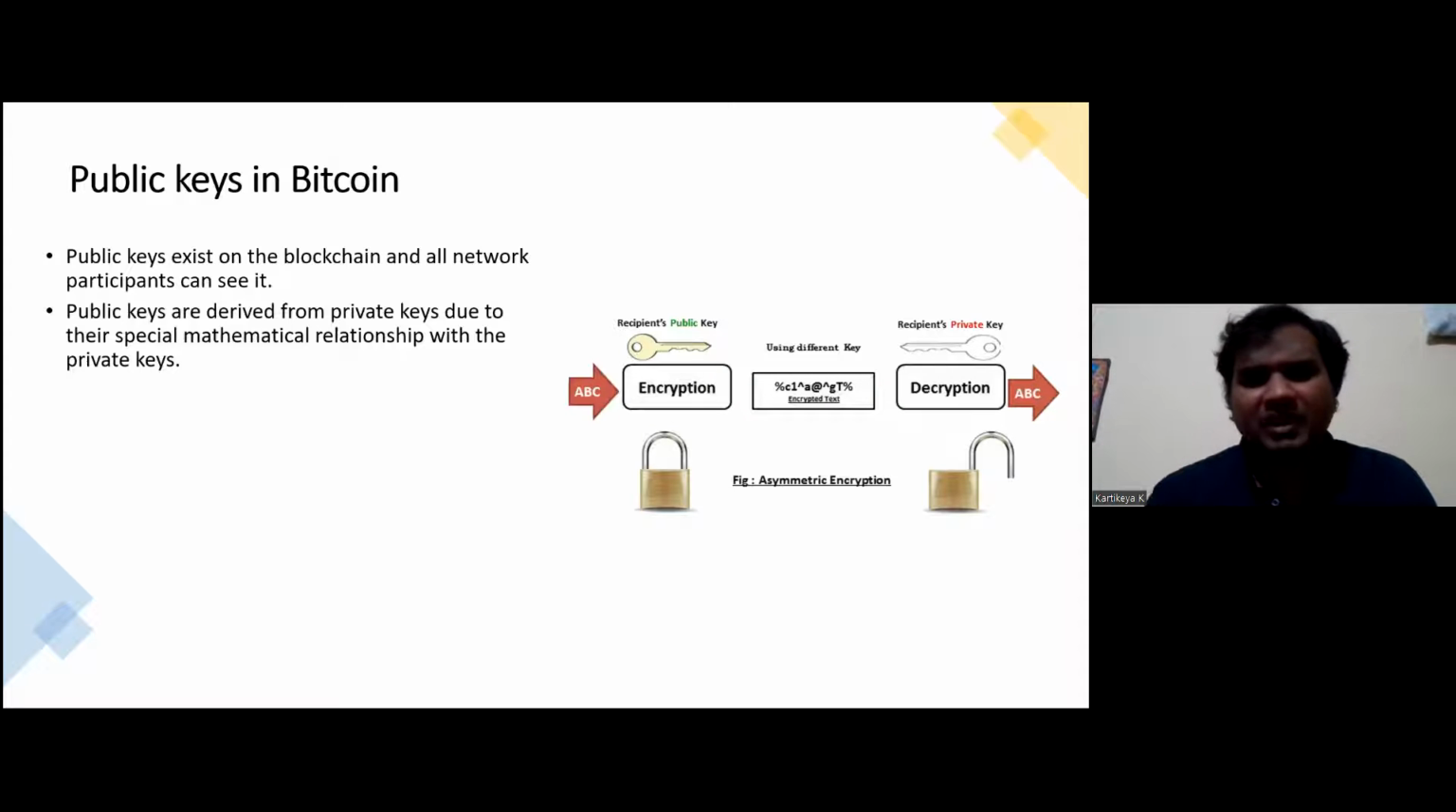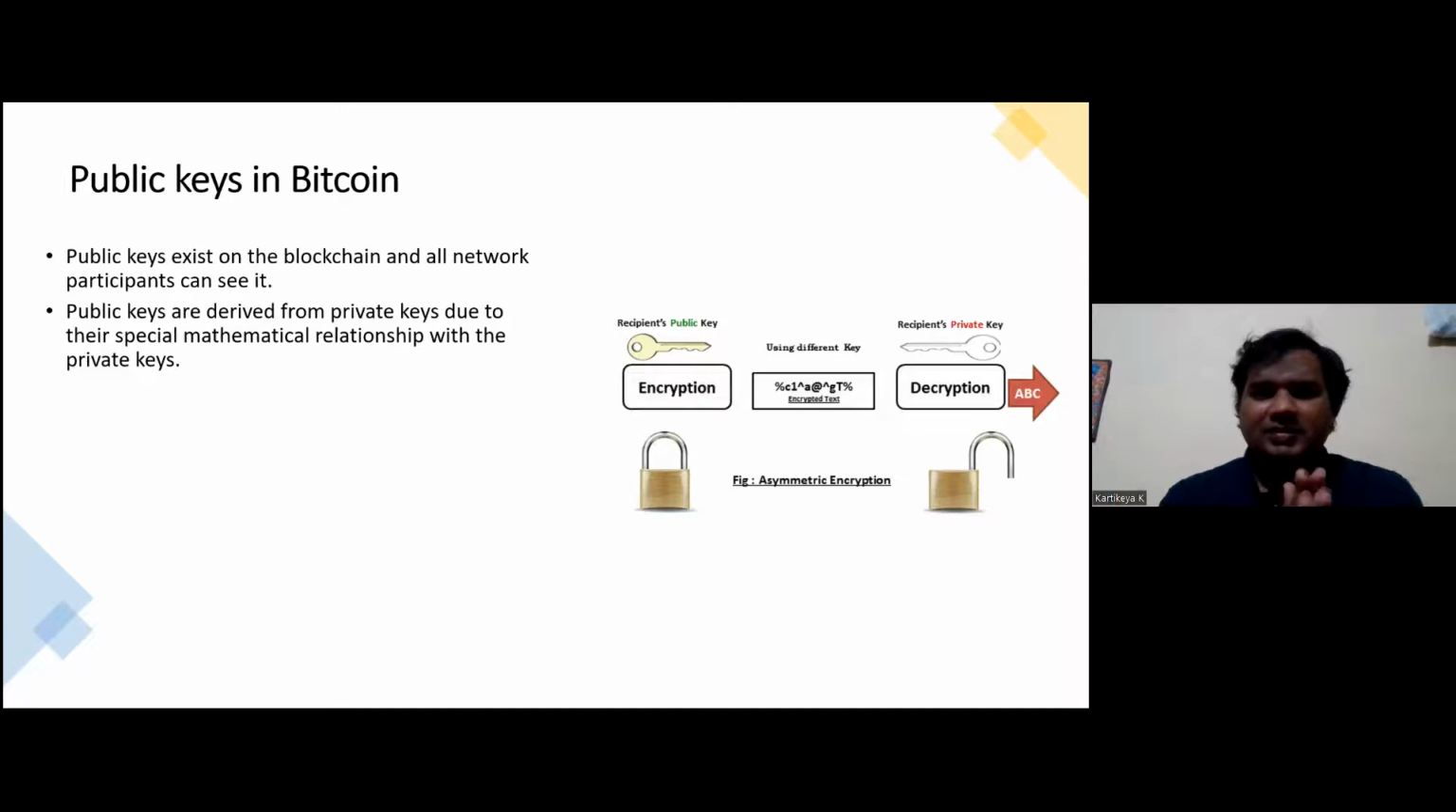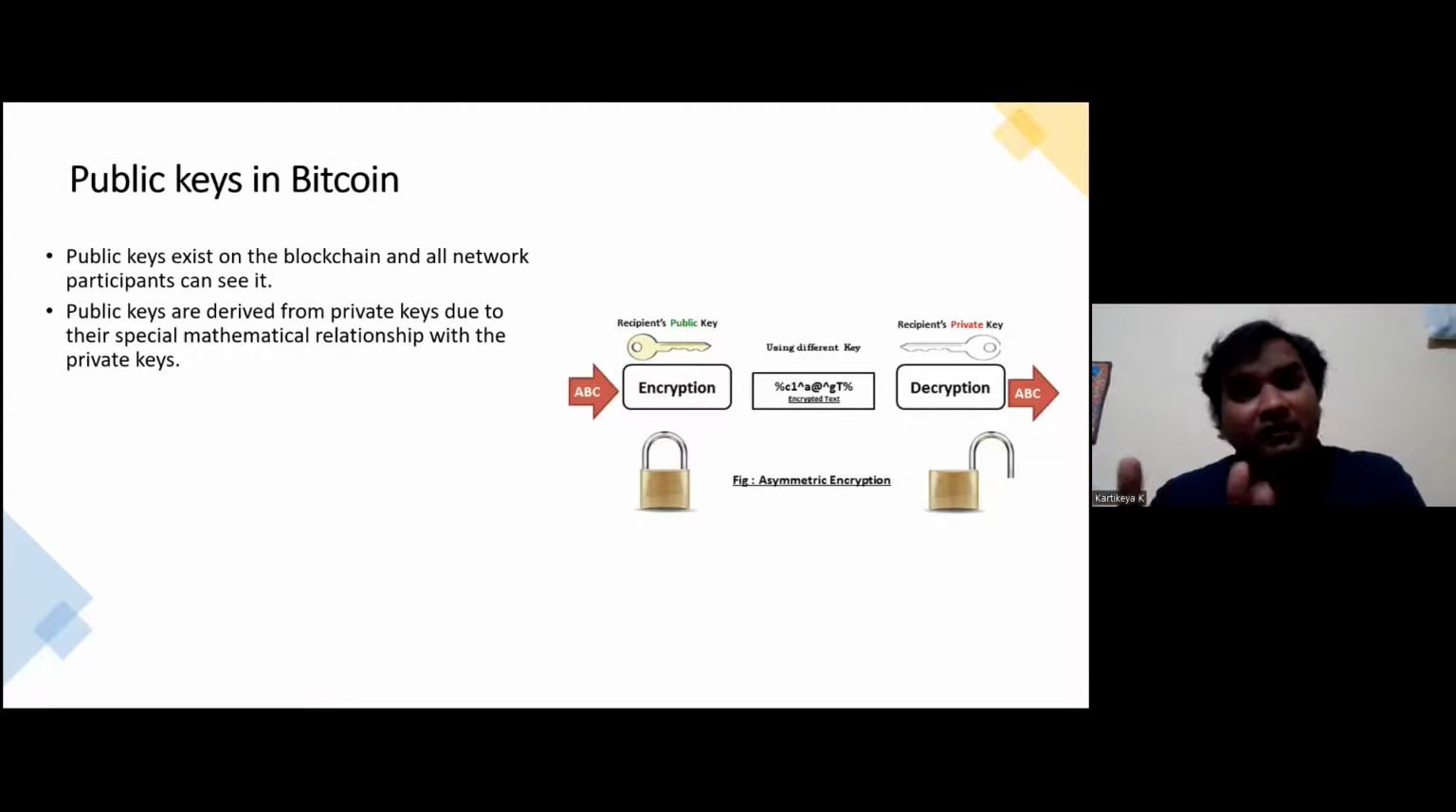asymmetric encryption. Basically, there are two types of encryption, symmetric encryption and asymmetric encryption. I will explain this with an example. Suppose A and B are two keys. For a symmetric encryption, if we give A as the input, we'll get B as output. If we give the same B as input to that symmetric encryption, we'll get A. You got my point, right? So if you give A as input, we'll get B as output. If we give B as input, we'll get A as output. So this is the example of symmetric encryption, but this is not desirable in blockchain.